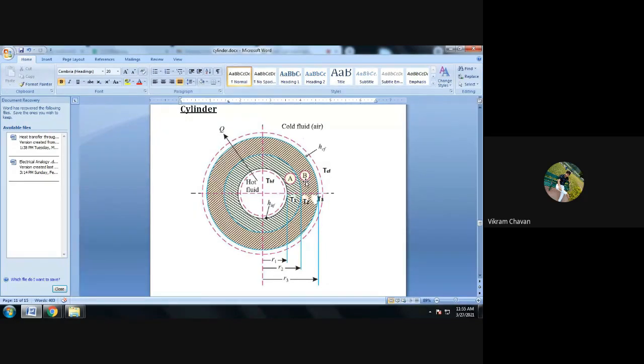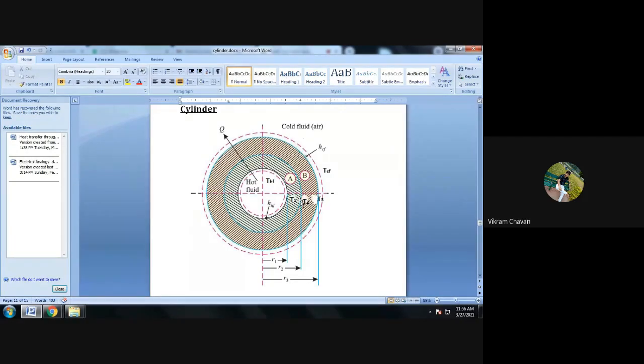And the fluid is flowing through the internal cylinder having temperature T suffix HF, and the convective heat transfer coefficient is H suffix HF. So that fluid is at a higher temperature, so it will be called a hot fluid. Then the internal surface of A cylinder has temperature T1. At this particular point the temperature is T1.